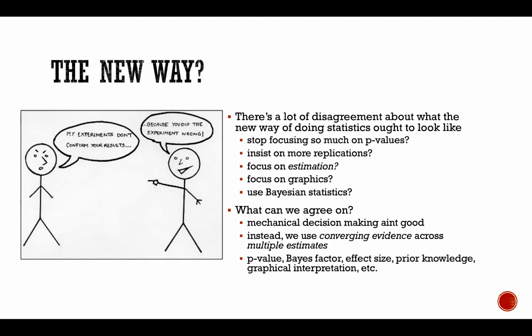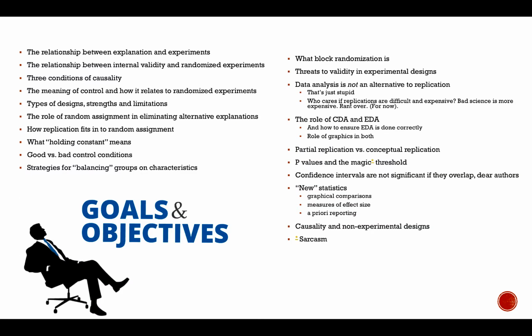But what can we agree on? We can agree on, for the most part, that mechanical decisions aren't a good idea. Instead, we should use converging evidence across multiple estimates. Yeah, and that's an intentional play on what I typically say, converging evidence across multiple studies. Why can't we use the same idea with evidential statistics? So why can't we have converging evidence across multiple estimates? So we might report a p-value, we might report a Bayes factor, we might report effect sizes, or we might use prior knowledge to inform our judgment, we might use graphical interpretation, those sorts of things. And why can't we aggregate that information together to make one informed decision rather than letting p-values hijack the decision making from us? So with that, here are our goals and objectives.